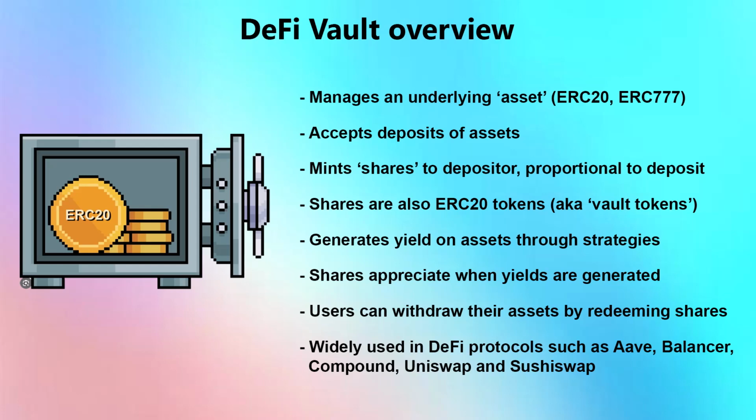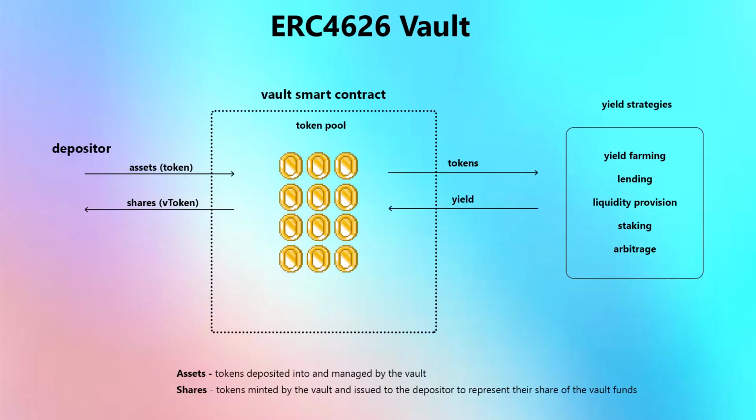Let's take a look at the high-level architecture of a vault. The flow starts here with the depositor depositing some amount of tokens into the vault. Then they immediately receive share tokens proportional to the amount of their deposit. The vault pools together all of the tokens deposited by the various vault participants and uses some amount of them to execute yield strategies to try and earn profit on the vault holdings.